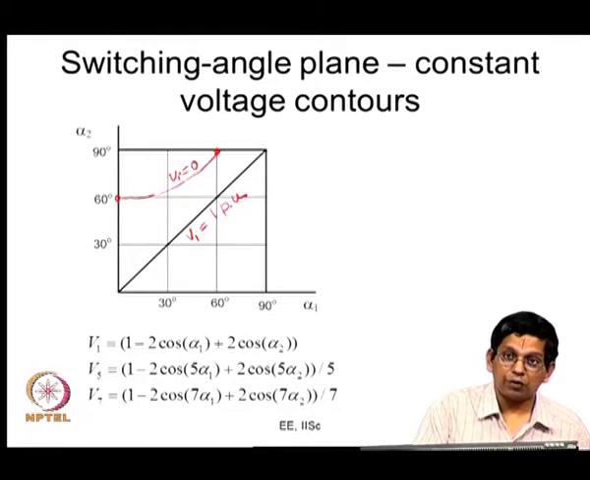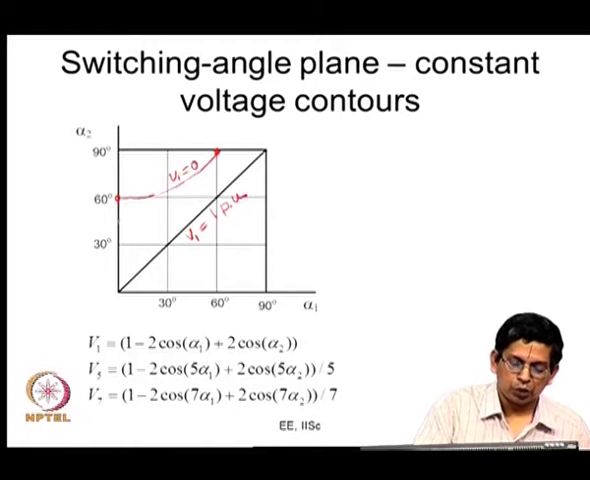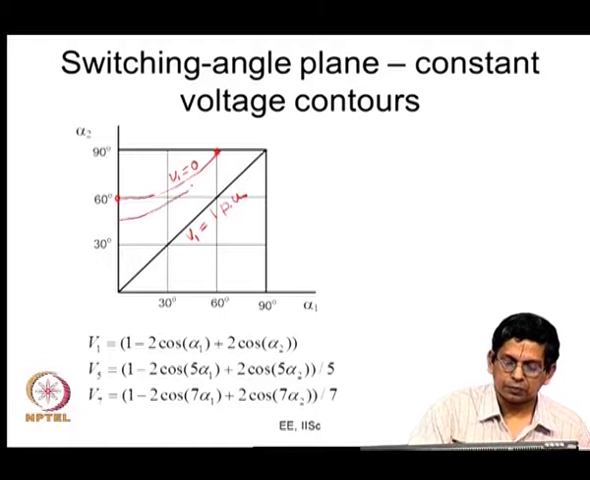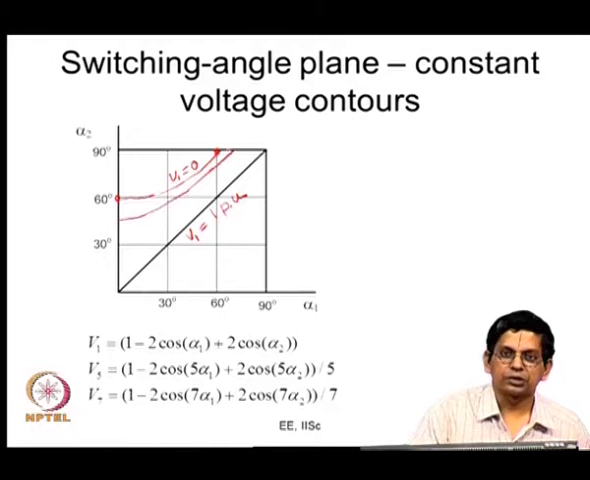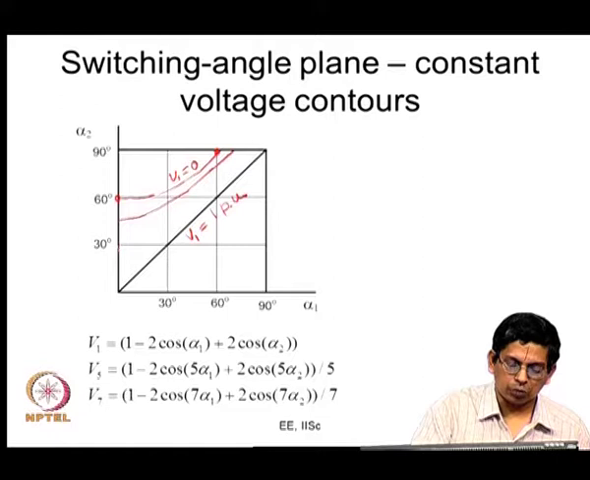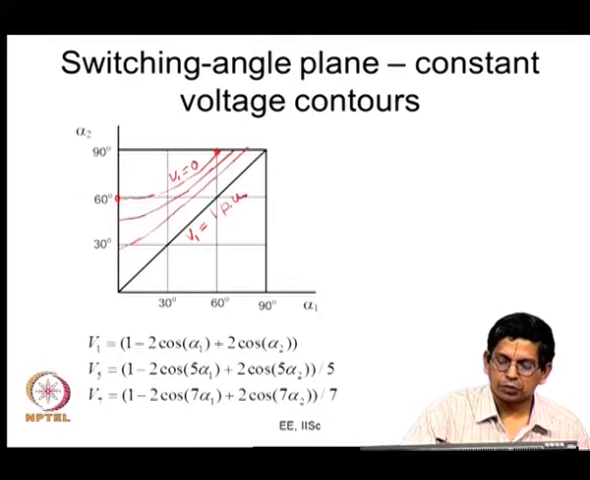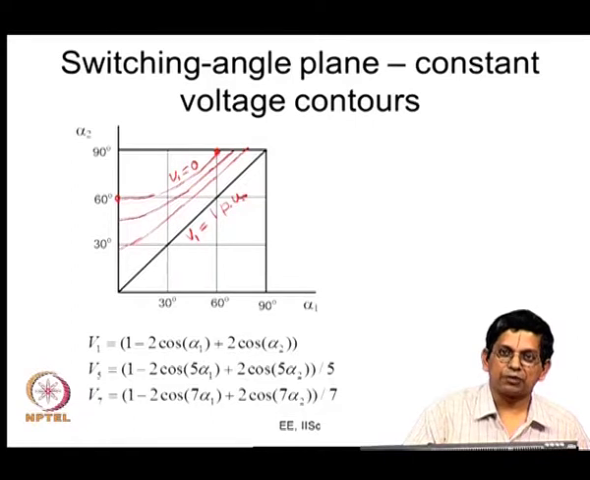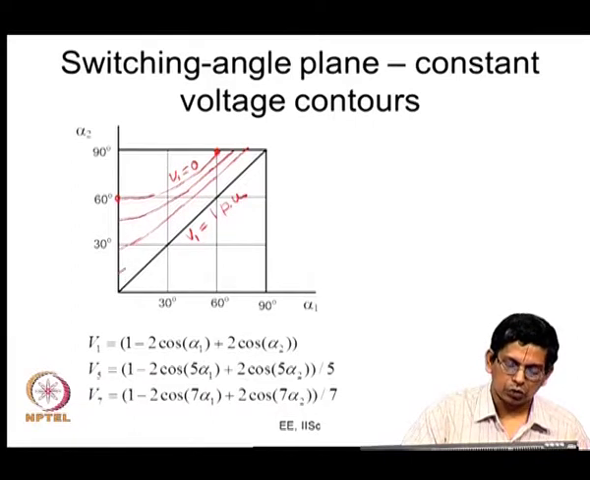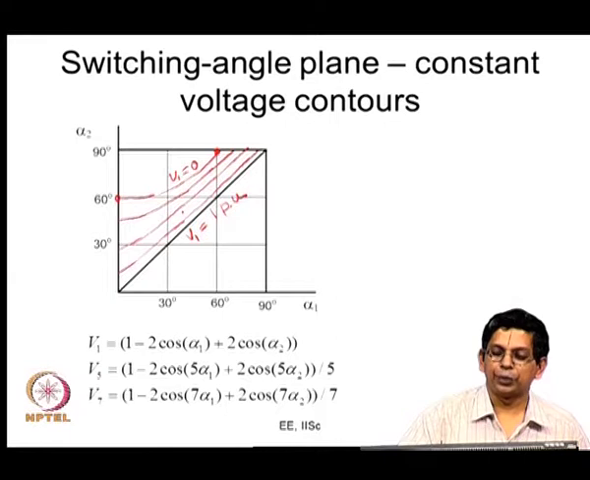So, let us say you want V1 equal to 0.2 per unit or so, you will get some other curve like this, you might get some other curve like this. If you want to look at V1 equal to 0.5 or so, you might get some other curve which may be like this, and if we want something like V1 equal to 0.8 per unit or so, you may get some other curve like this. So, these are all different values of V1. These are what we can call constant fundamental voltage contours on this alpha 1 versus alpha 2 plane.